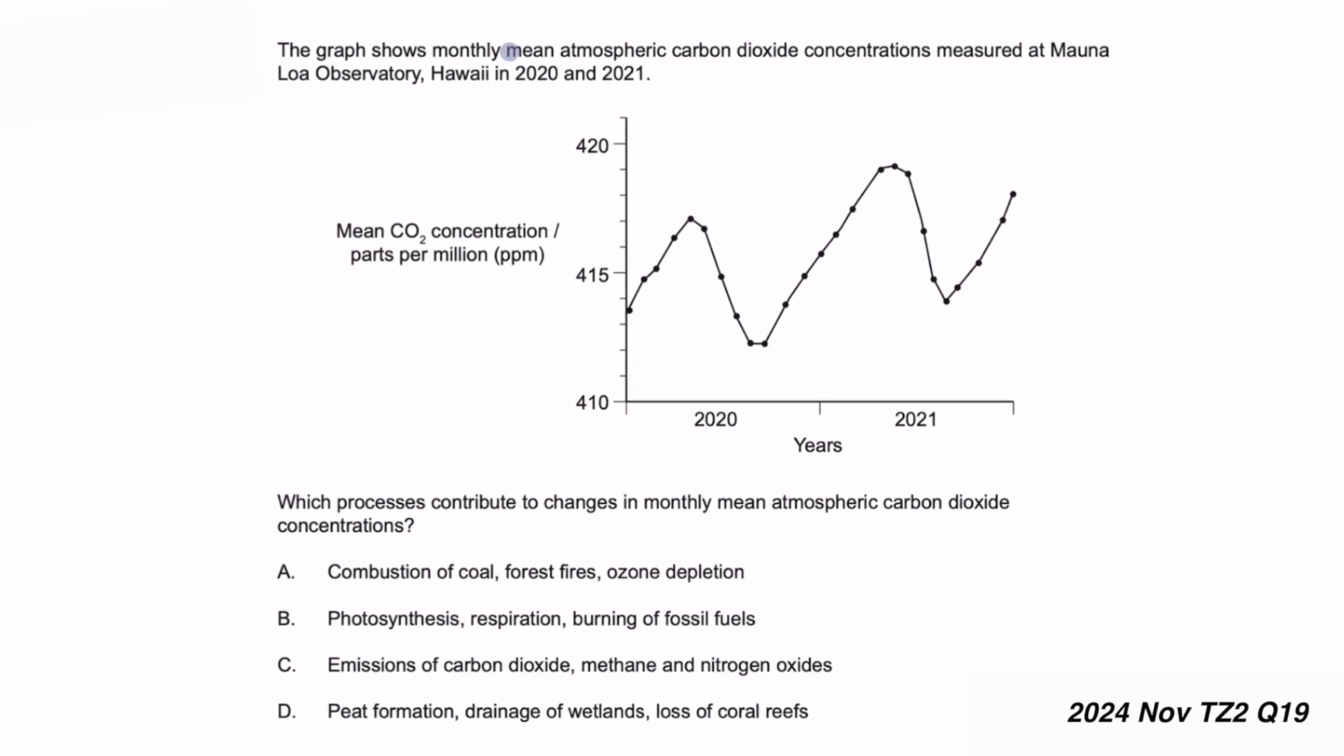The graph shows the changes in atmospheric carbon dioxide concentration. It is not about ozone, methane, and nitrogen oxides. The question asks about the process that contributes to the change in the carbon dioxide concentration. Loss of coral reefs is the result of having a high carbon dioxide concentration instead of a cause.